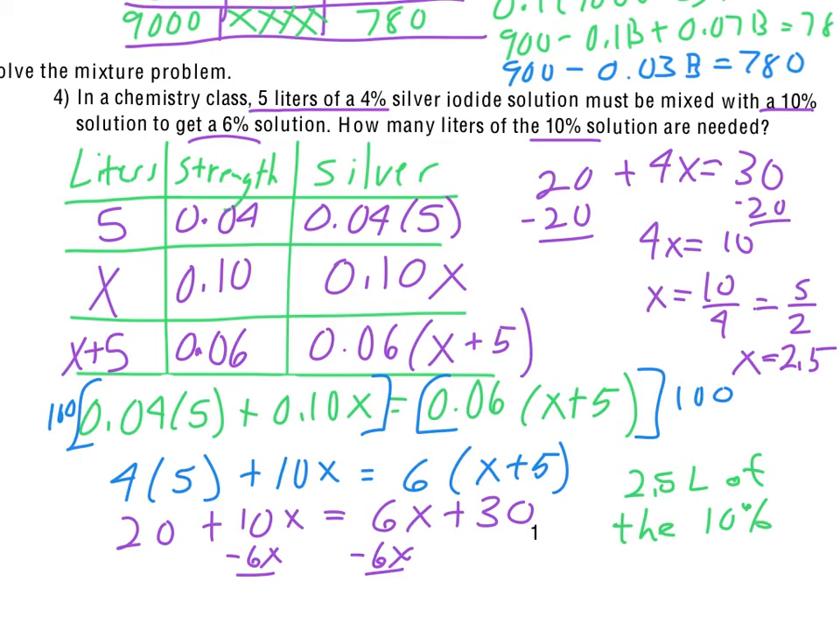Again, you can check that without too much trouble. That would give us 7.5 liters. 6% of 7.5 is 0.45 liters. If we look here, this would be 0.2 liters, and 10% would be 0.25 liters of actual silver. So that does end up to be a 0.45. So it does check out that adding 2.5 liters of the 10% would make that what we wanted it to be.